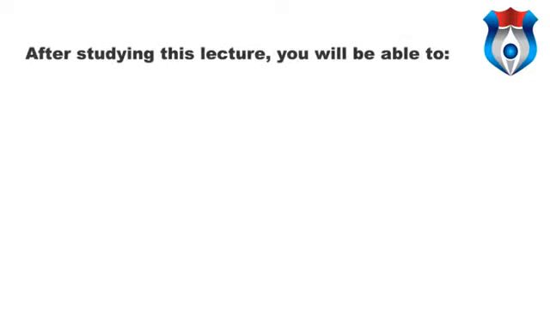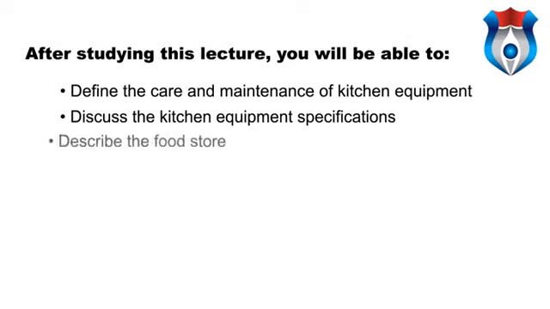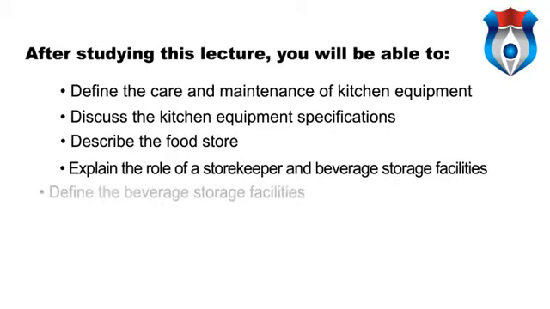And after this lecture, we will be able to learn the following objectives. Define the care and maintenance of kitchen equipment. Discuss the kitchen equipment specification. Describe the food store. Explain the role of a storekeeper and beverage storage facilities. Define the beverage storage facilities.